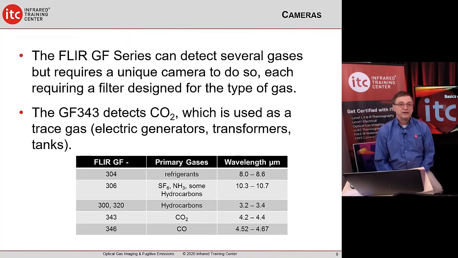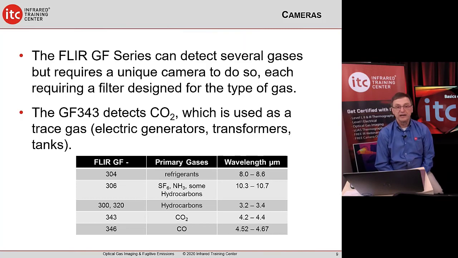So we have a lot of different GF cameras. We have cameras that can see some refrigerants, sulfur hexafluoride, which is a gas that's used in circuit breakers, ammonia, and some hydrocarbons. The GF306 is particularly suited for looking for ethylene. And for anybody who's cracking ethylene, this is an ideal camera to find leaks. Yes, you can see the ethylene leaks with the GF320, but you can find smaller leaks with the GF306. It's a little more sensitive.